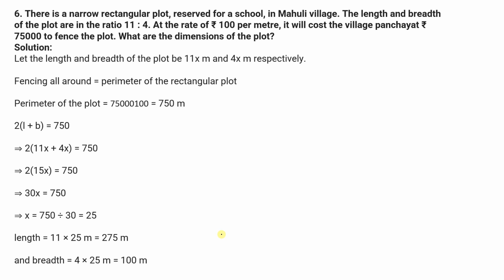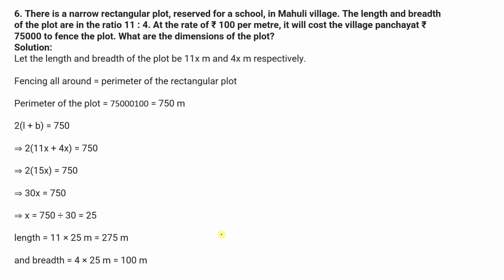Next, there is a narrow rectangular plot reserved for a school in Mahuli village. The length and breadth of the plot are in the ratio 11:4. At the rate of rupees 100 per meter, it will cost the village panchayat rupees 75,000 to fence the plot. What are the dimensions of the plot? Okay, so let the length and breadth of the plot be 11x and 4x. They have given the ratio of the length and breadth.